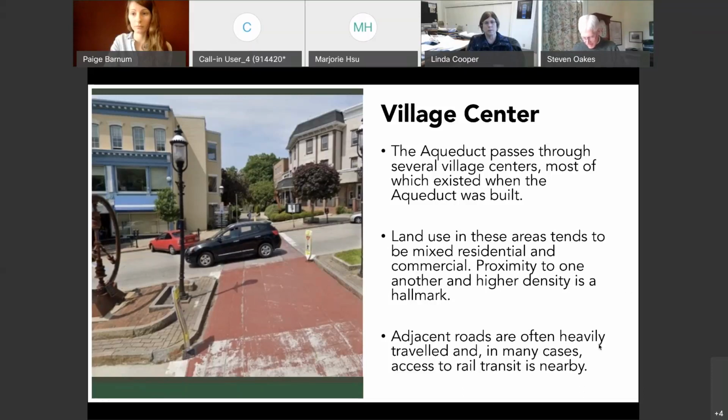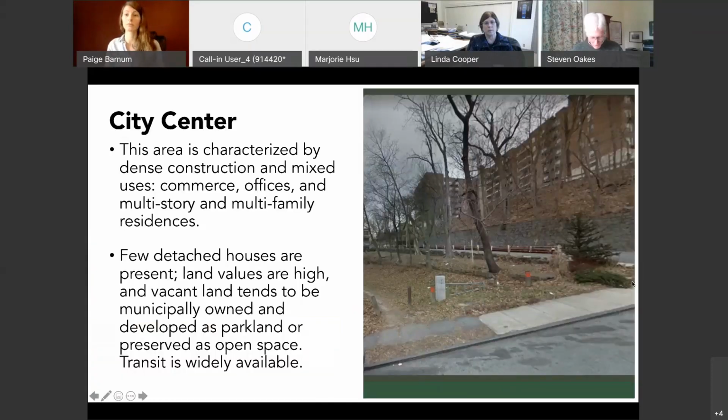And the next one we've got is a more urban environment. We characterize it as city center. That's a picture of Wicker Street down in Yonkers. Generally not a whole lot in the way of single family residences. They may still be there, but for the most part, it's apartment buildings, high land values, dense development.